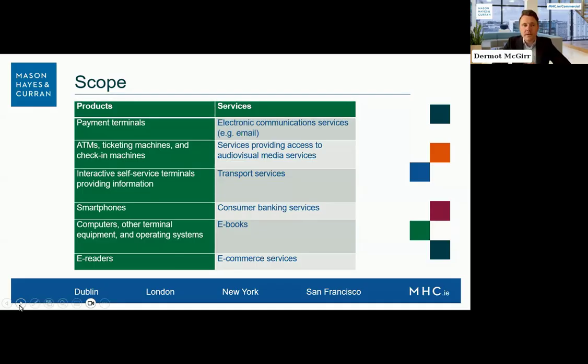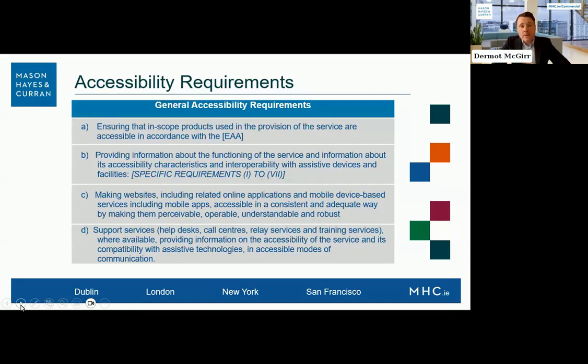So let's turn to the next slide, please, Rebecca. If you are in scope, what does it mean? It means you need to comply with the accessibility requirements. Very basically, there's a list of general requirements which apply to all services, and then a shorter list which applies to each specific service. So there's a specific list for e-commerce, for consumer banking services, etc.